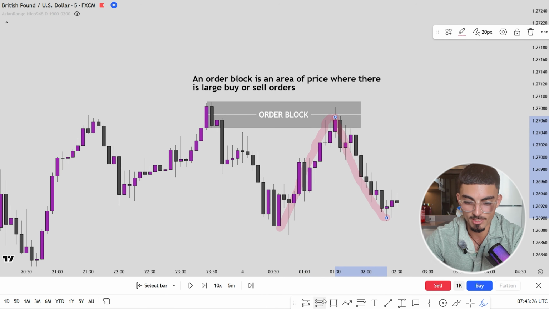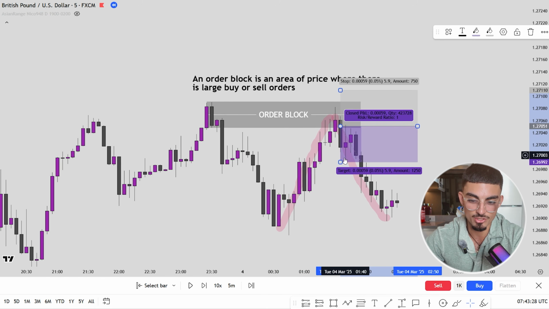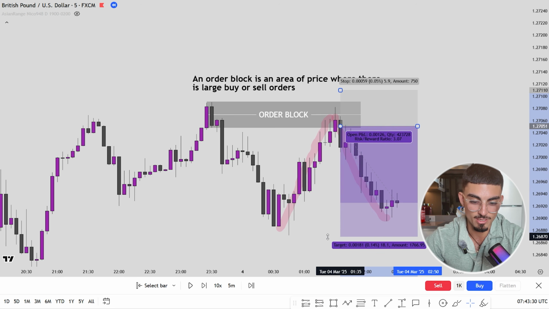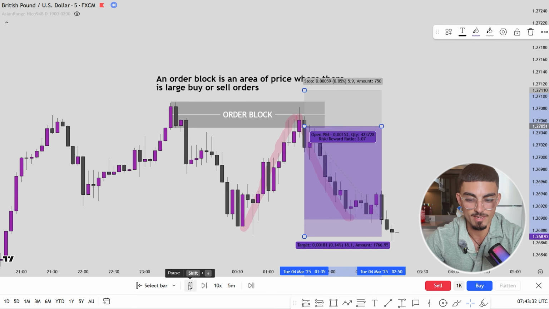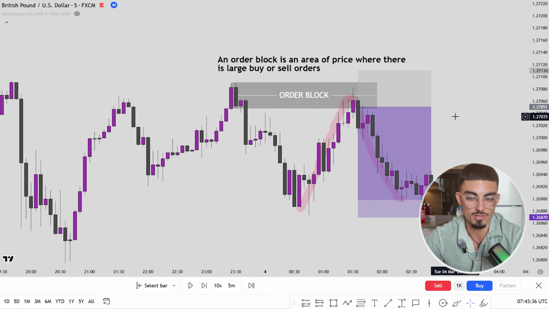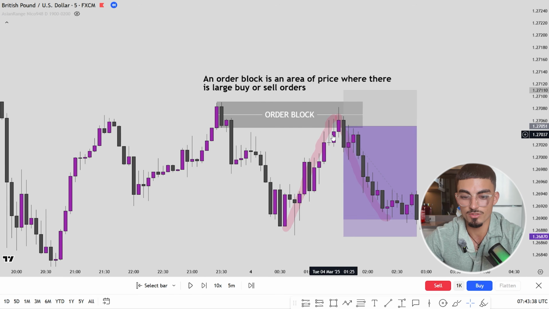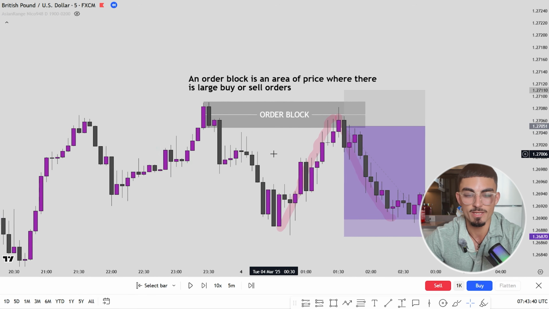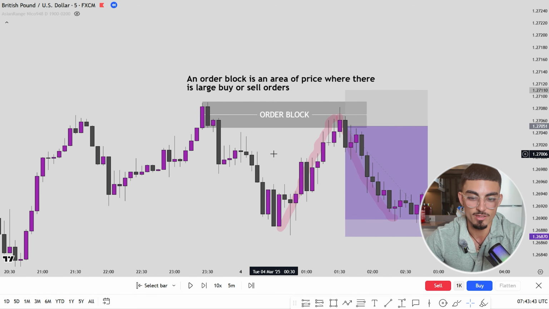And of course, from here, that's when you would look to place a sell position. You can target this liquidity down here. And as long as the order block was valid, that will be hit. And that's essentially how we use order blocks. So they're super important. You can really catch big trades with them if you can identify them correctly. So now let's go and explain to you how to actually identify these order blocks.